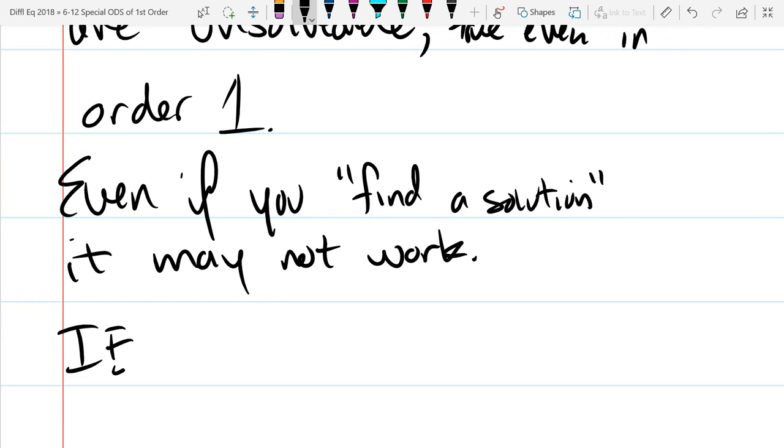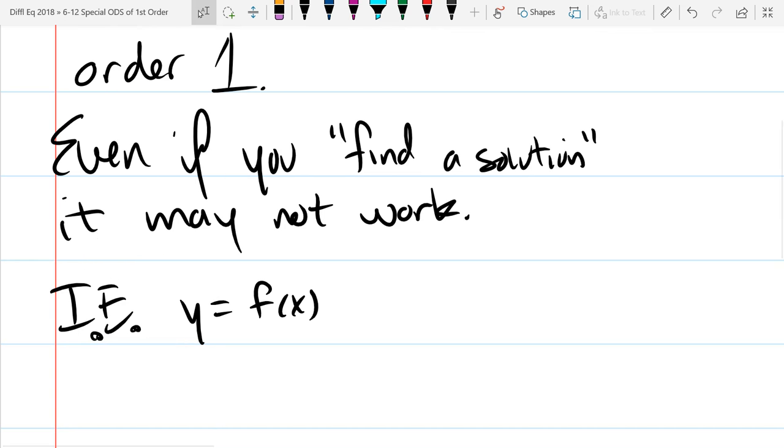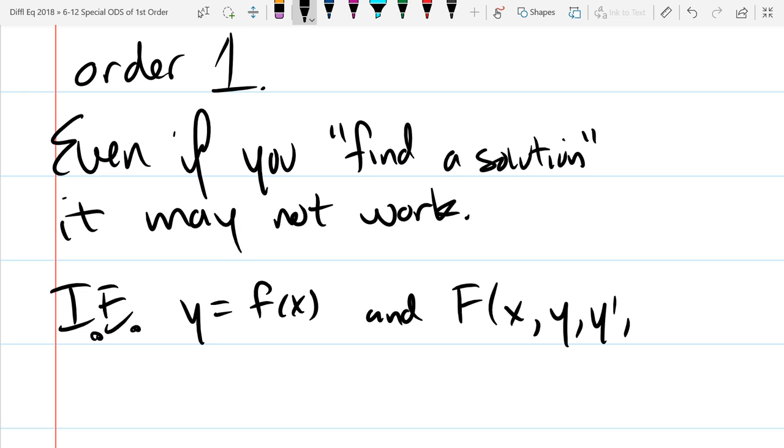So what world am I talking about? For example, let's say you think, here's the solution right here. This y equals f of x. This is a solution. And you think it's a solution because when you plug it into your original, however many derivatives there were, you always get zero.